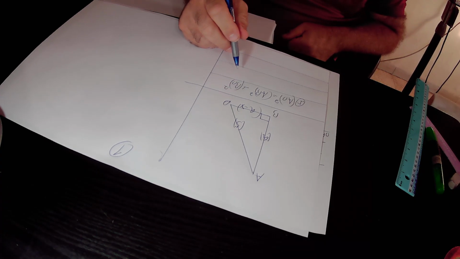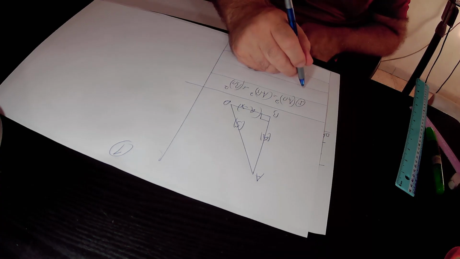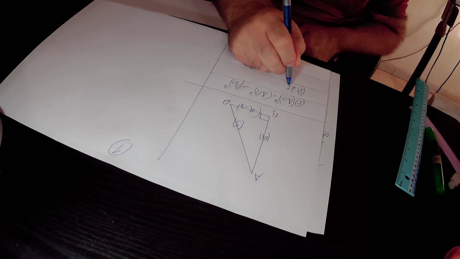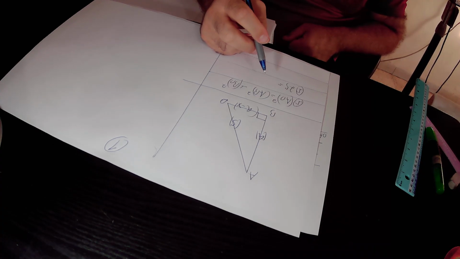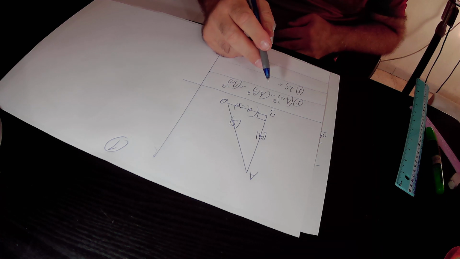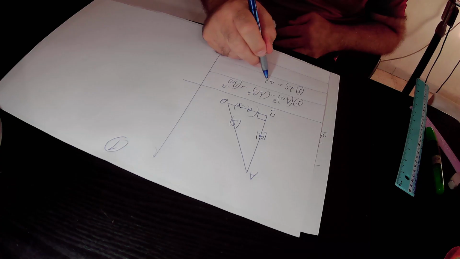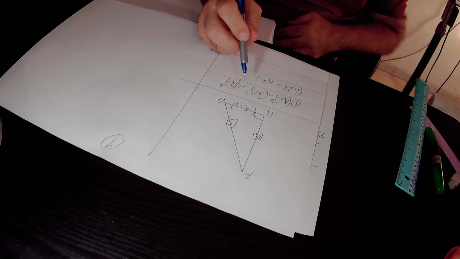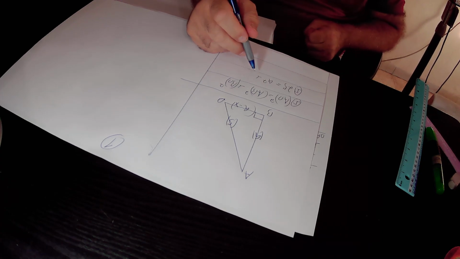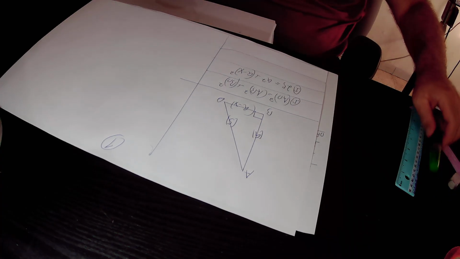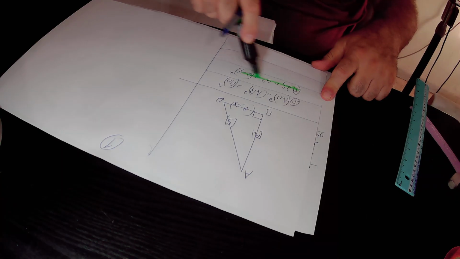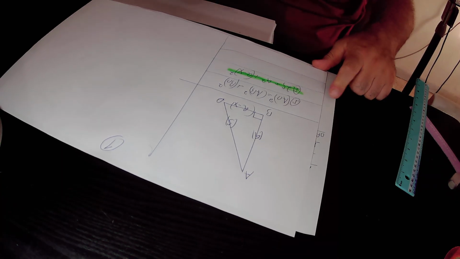AO is 5, therefore AO squared is 5 squared, that is 25. And it is equal to AB squared plus BO squared. AB is A, therefore AB squared is A squared. BO is A minus X, therefore BO squared is (A minus X) squared. So in total, according to equation 1, we found that 25 equals A squared plus (A minus X) squared.